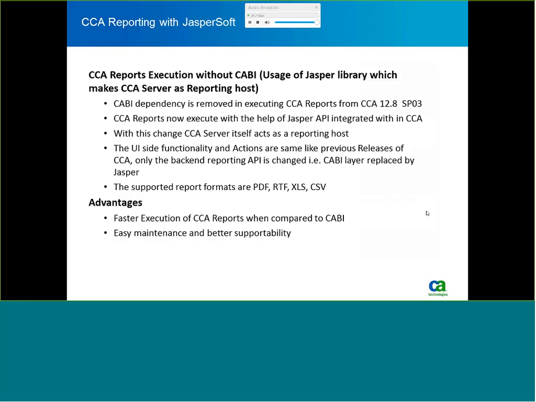The backend reporting engine and its operating procedures are changed. CABI is removed and the Jasper engine is hooked to CCA. So as CABI is removed, the Crystal report format will no longer be available. There are a total of 32 report templates, and in total 40 reports in the UI. All these reports can be exported in 4 formats: PDF, RTF, XLS, and CSV. The execution of CCA reports is faster when compared to Boxy.